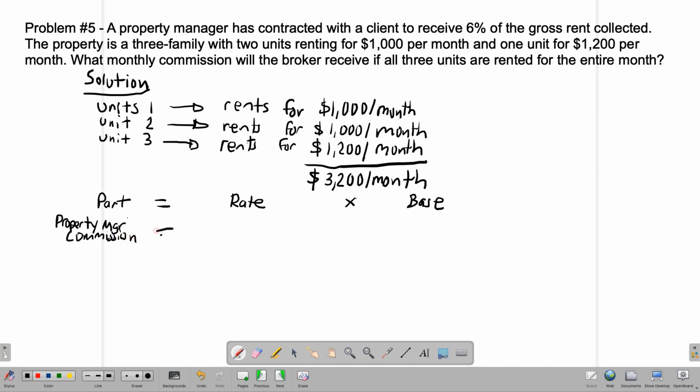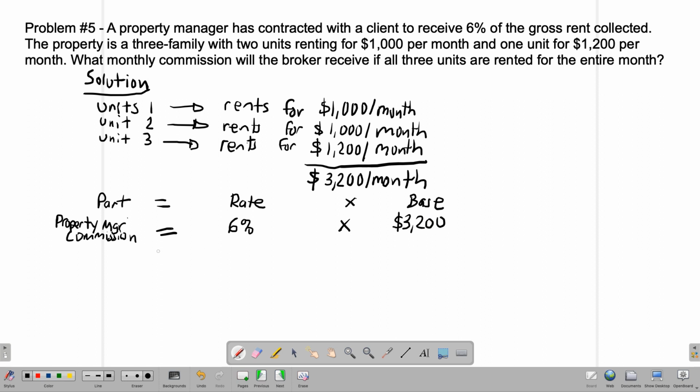All right. So the rate, up at the top, it shows that the client is going to pay 6% of the gross rent collected. So the property manager will get 6% is the rate. Now the base represents what we just computed. The property has 3 units. It has 2 units for $1,000 a month, so that represents $2,000. The third unit rents out for $1,200 per month. And when you add all 3, we get a value of $3,200.